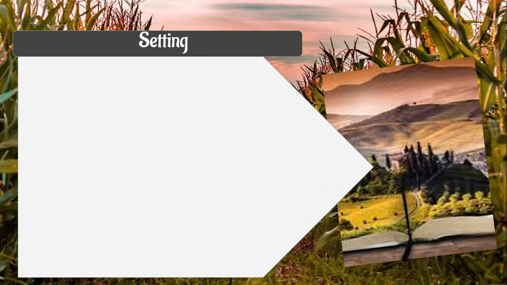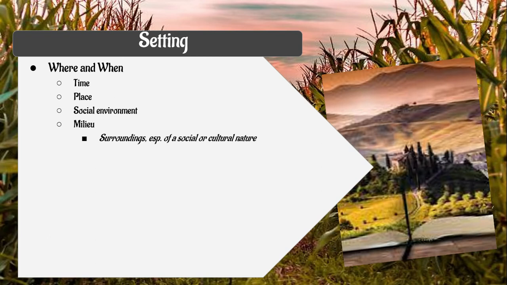So let's talk a little bit about setting. Setting is the where and the when that your story takes place. It's that simple. It is the time, the place, the social environment, the milieu. A milieu is surroundings, especially of a social or cultural nature. So the culture, this is all part of the setting.